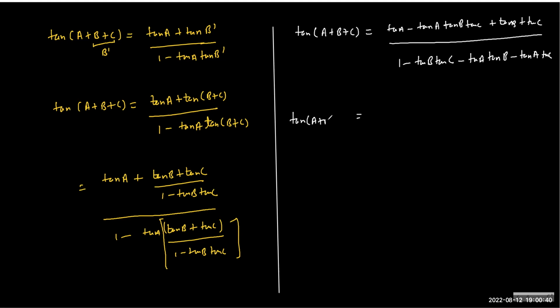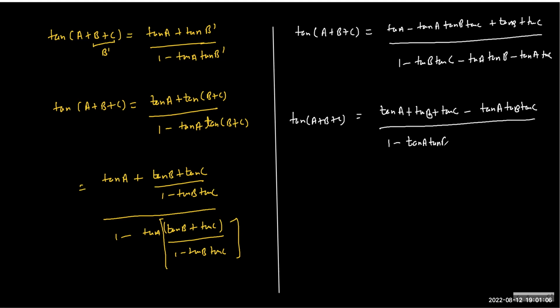So tan of A plus B plus C turns out to be tan A plus tan B plus tan C minus tan A tan B tan C, all upon 1 minus, you can say, tan A tan B cyclic, equal to tan A tan B plus tan B tan C plus tan C tan A. Done. Very simple.